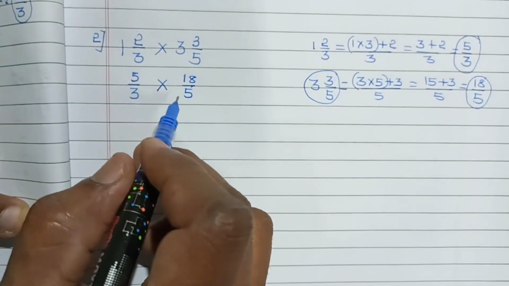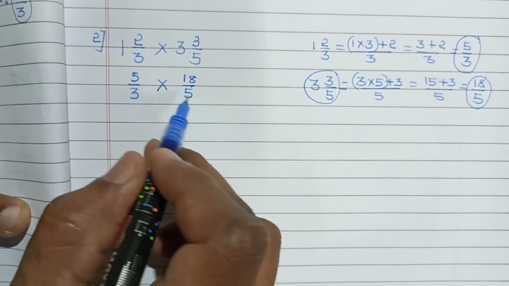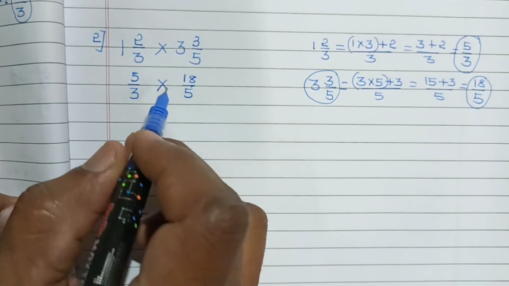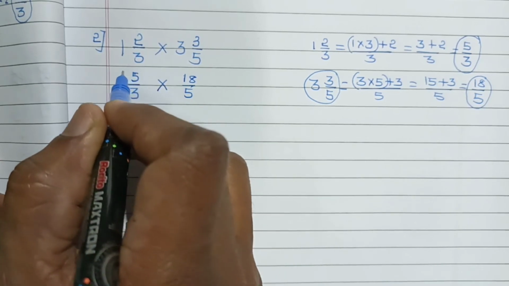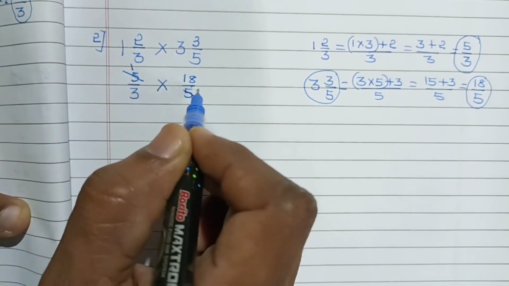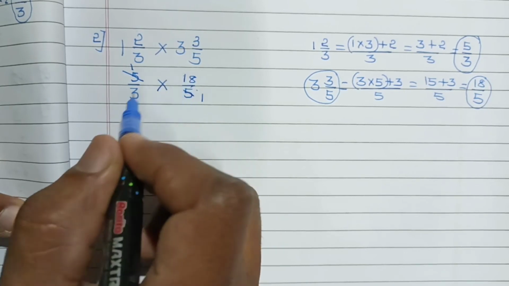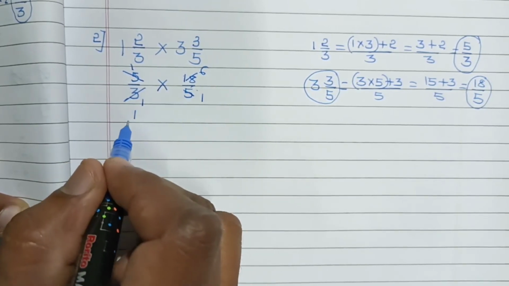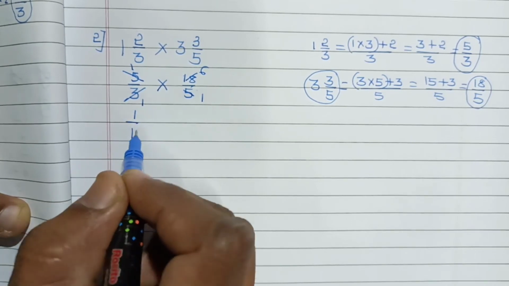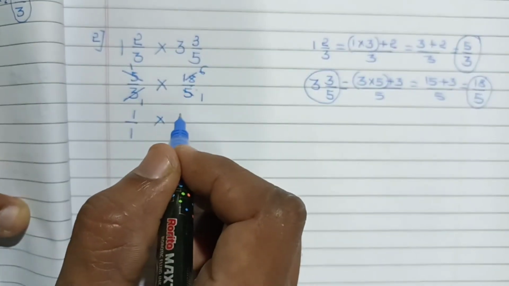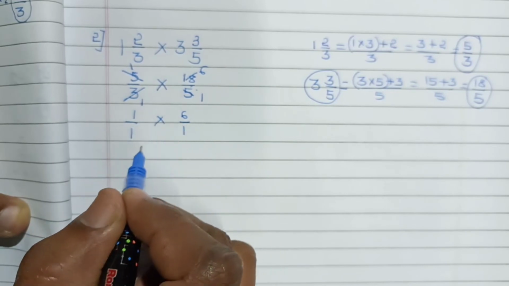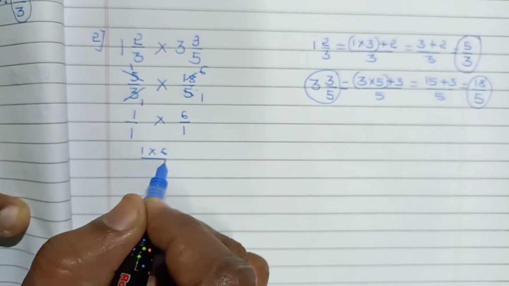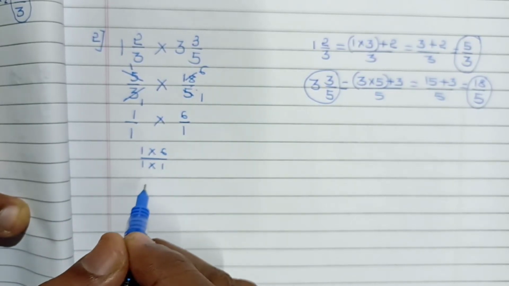Now next you have to see whether cross cancellation you can do or not. So this 5 and 5 you can do the cross cancellation. 5 ones are 5, and for this also 18 and 3. So 3 6s are 18. So next, 1 divided by this is 1 multiplied by 6 upon 1. So 1 into 6 divided by 1 into 1. So 1 into 6 is how much?